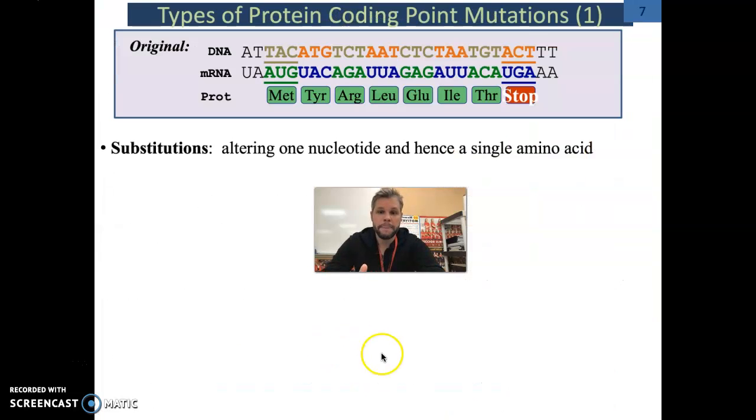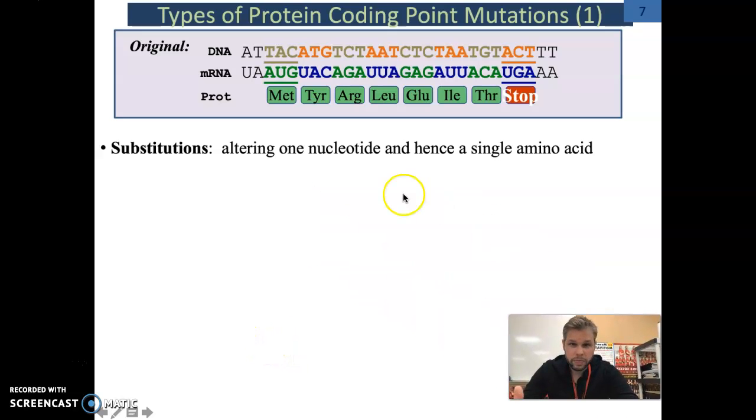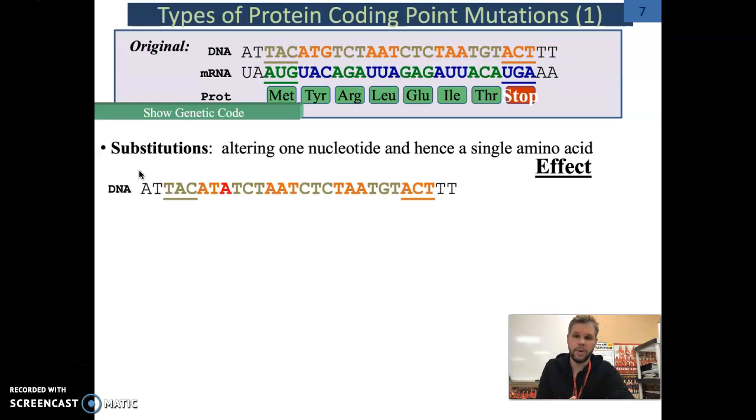Okay, so now that we've got that, we can look at some more specific examples of mutation. So here's our original strand. This is what we just did, right, on this previous page. This is exactly what we did. Now a substitution is when we're going to actually alter one nucleotide, and then probably that will give us a change in one single amino acid.